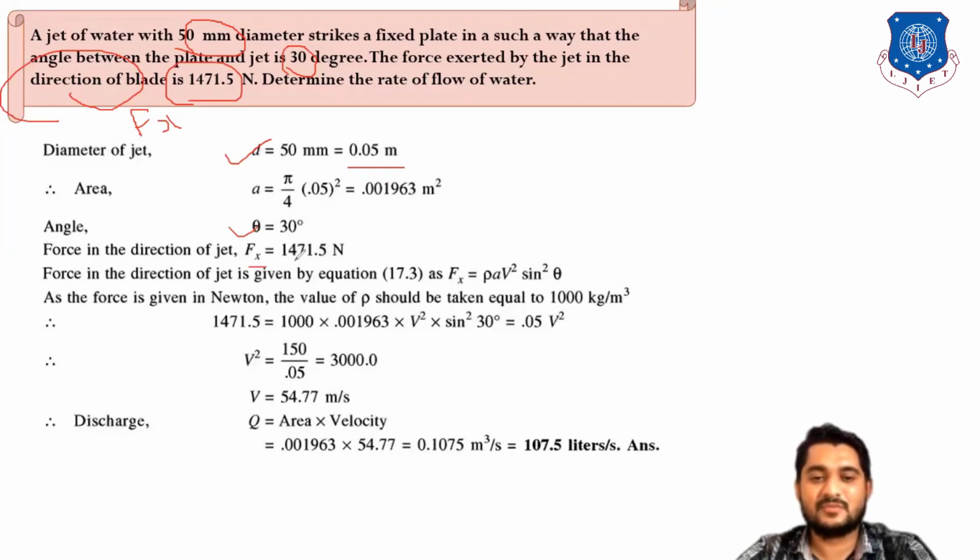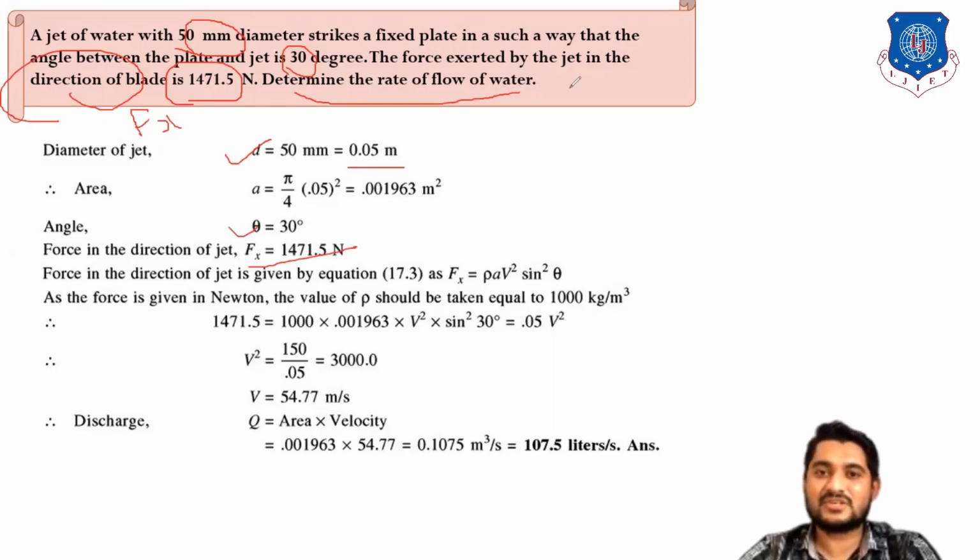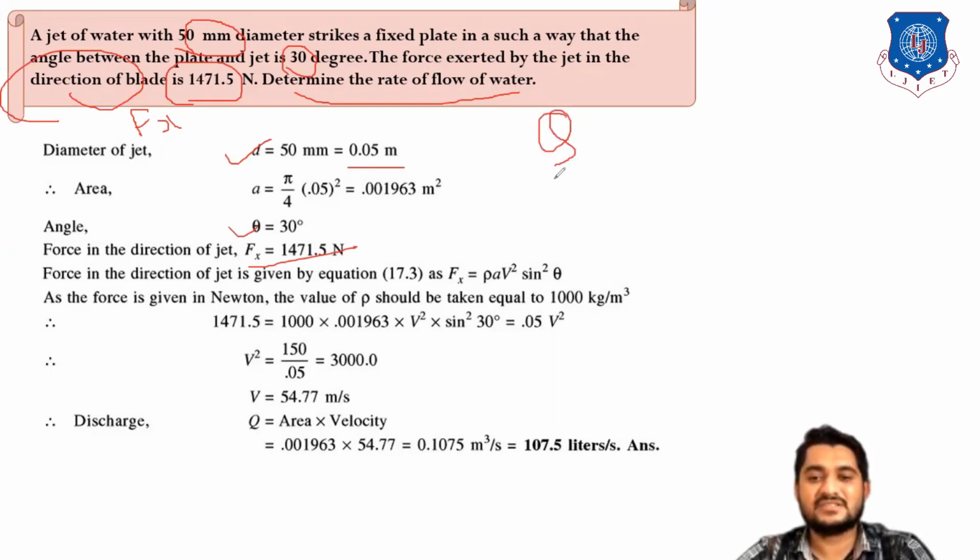So here Fx is given, and we have to determine the rate of flow of water. Here remember student, chapter energy equation and its basic application. What do you mean by rate of flow? Rate of flow is nothing but discharge. So we have to find the value of discharge from this data. So let us take the equation of Fx directly.